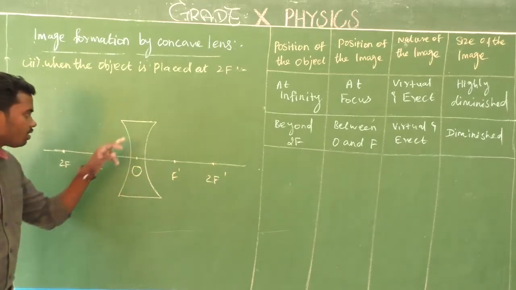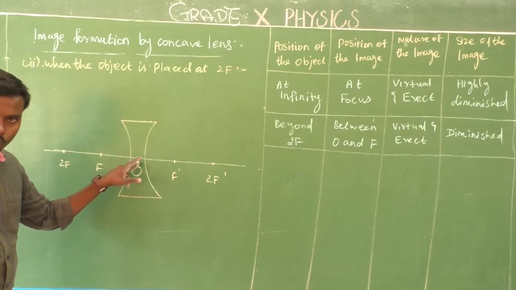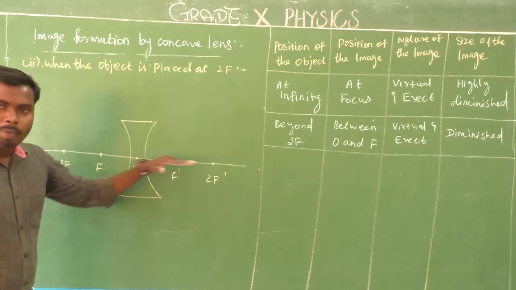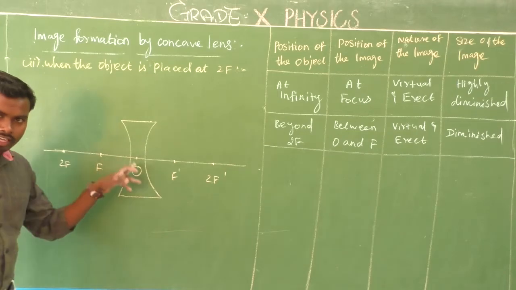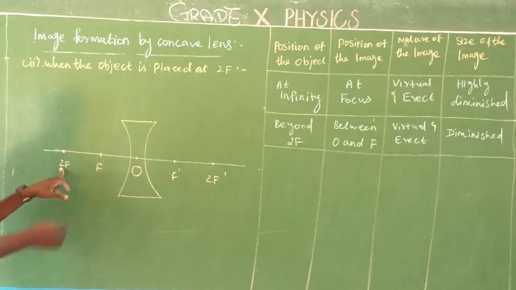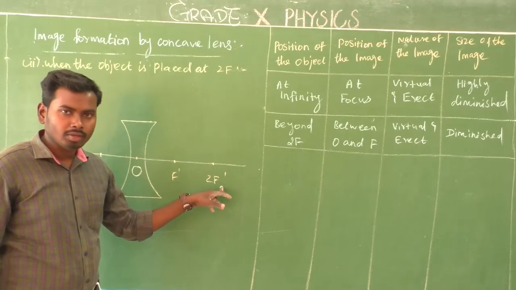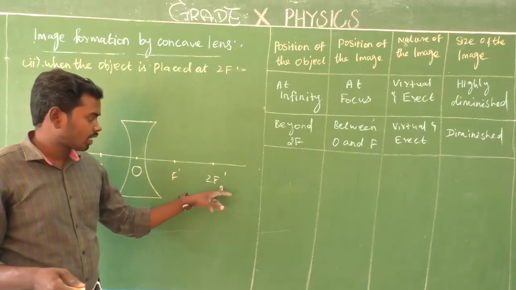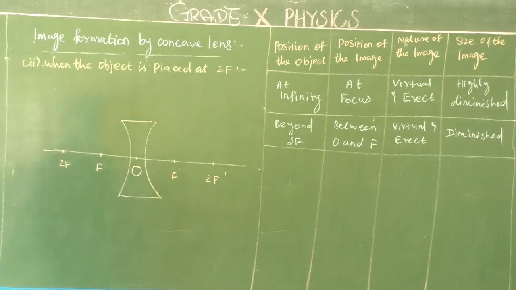This is very simple. First consider the concave lens. Next, the center point of the concave lens, that is optical center O. Next, an imaginary line which passes through the optical center, that is principal axis. Then this is first focus of the concave lens, and this is twice of its focal length. Then the second focus of the concave lens, and twice of its second focal length. That's all. Is it clear?